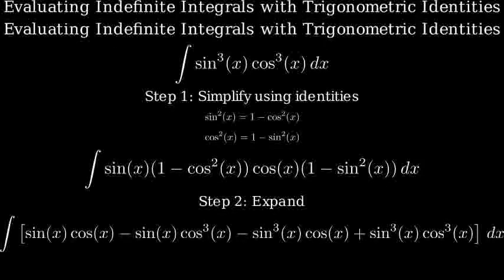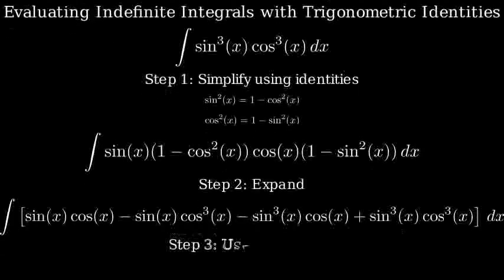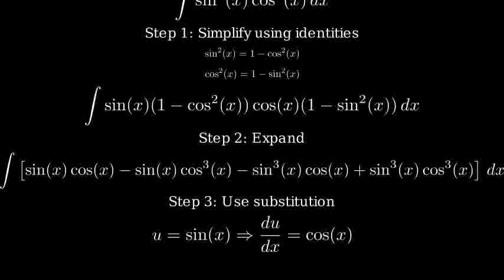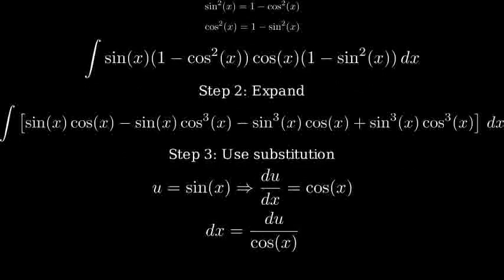Let's use substitution to solve this integral by setting u equal to sine of x, which means du over dx is equal to cosine of x. Rearrange the terms to get that dx is equal to du over cosine of x. Let's apply this substitution to our integral.